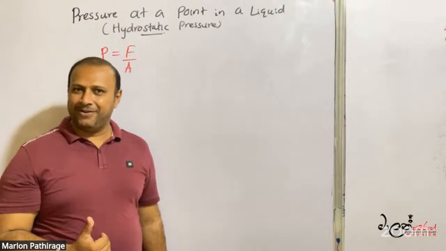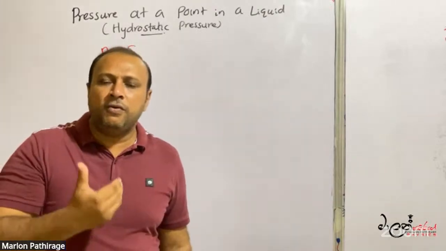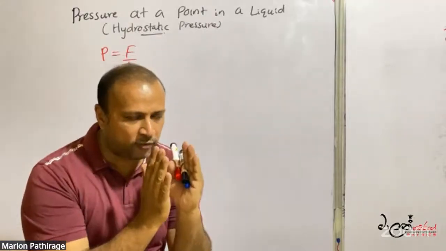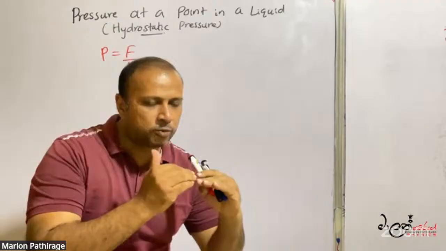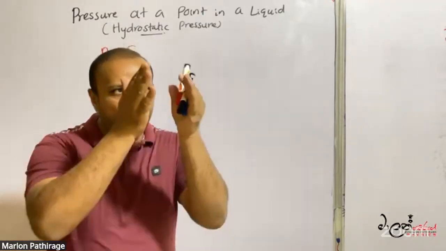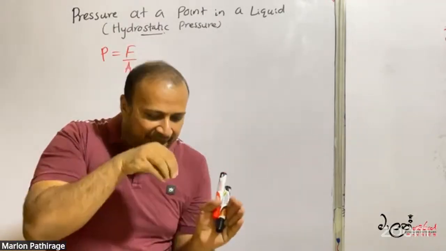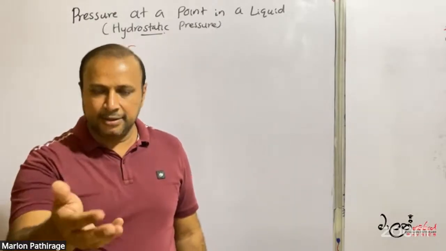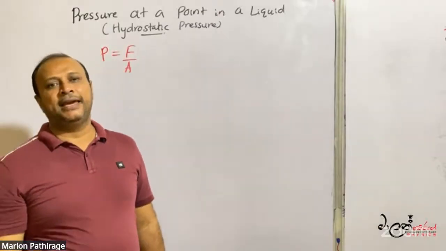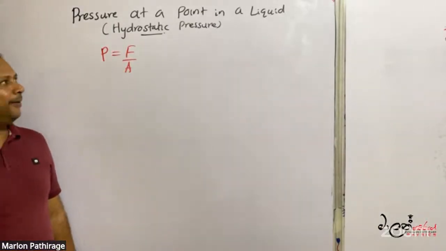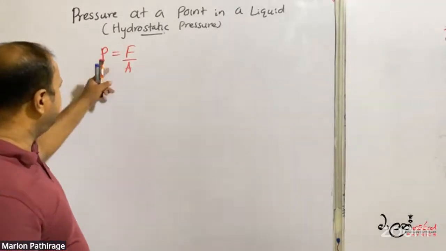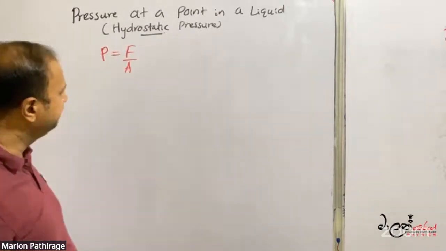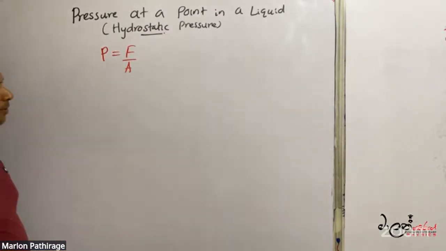Therefore, if you want to analyze the pressure, you have to understand what would be the force and what would be the area. If you can understand what is the force exerted on that area, then you can easily calculate the pressure. Okay. Then write this one: P equals F over A.